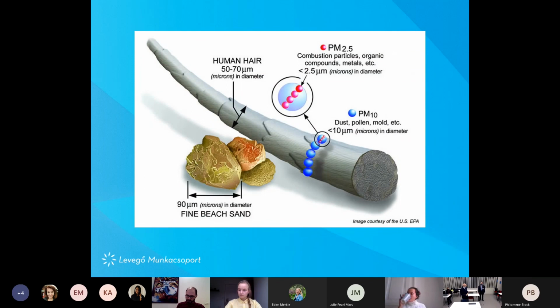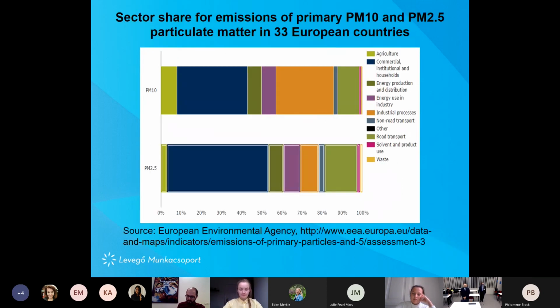I don't know how much you have heard about this, but here you can see a picture of a human hair, and you can see that the diameter of one human hair is about 7 times bigger than this PM10. It's a very small particle, and PM 2.5 is much smaller still. You can see on the picture that these are particles with a diameter of less than 2.5 micrometers.